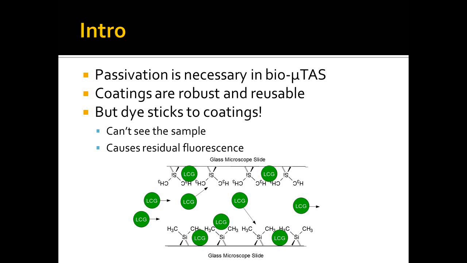While biomolecules and other reagents are sufficiently blocked, we've seen that small molecules such as fluorescent dyes are sometimes adhered to the surfaces and to these coatings. This causes a couple problems in that you can't see the sample if the dye isn't in your sample, and it causes some residual fluorescence that can cause problems if you're going for a high signal-to-noise ratio.